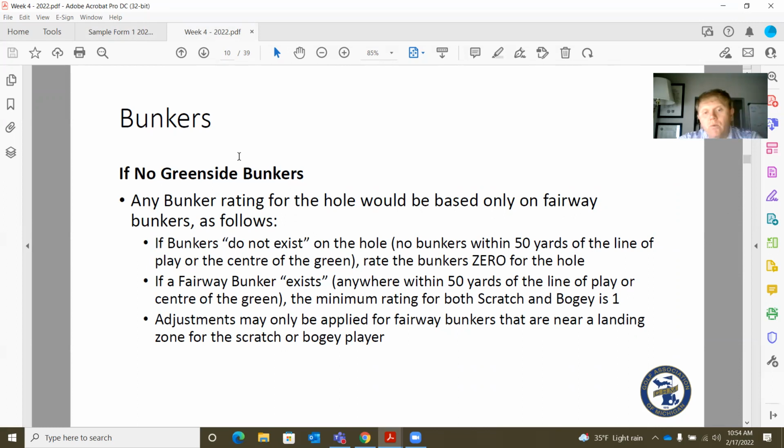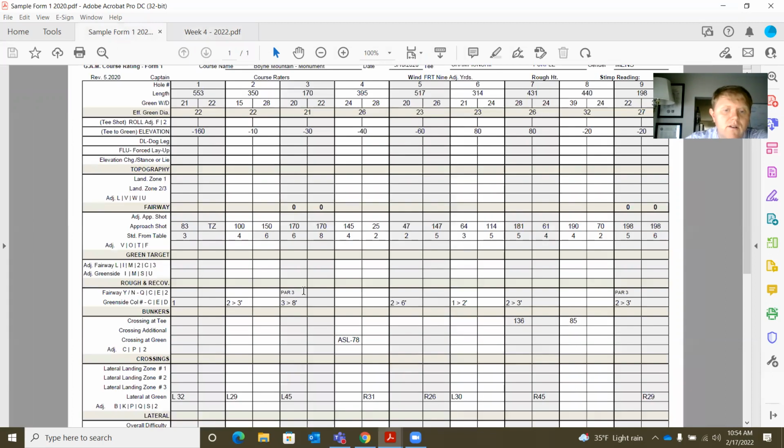And so we might blow by it with our scratch player, but it's near our landing zone for a bogey player. If the bogey player gets a 1 because it exists on the hole, so does the scratch player, because it exists within 50 yards of the line of play. So that's one that I see on the forms that is commonly missed. We'll get to the Form 1 here.